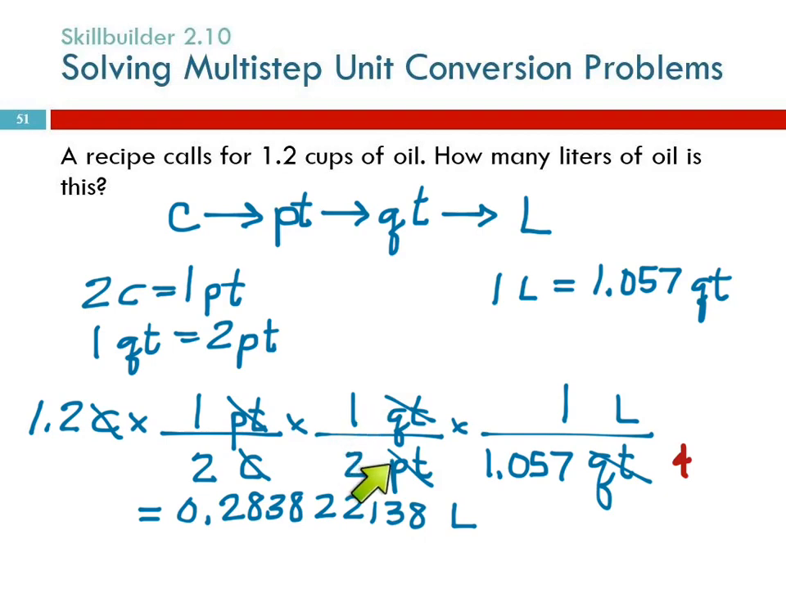Between quarts and pints, those are both English units of volume, so that's exact. We don't even have to look at it. Pints and cups, again, within the English system, it will be exact. A pint is defined as 2 cups, so we don't have to look at that. And then we've got this number. How many sig figs in that number? 2. So we got that one, and we got this one. 2 is smaller, so we're going to keep 2 significant figures, 0.28 liters.